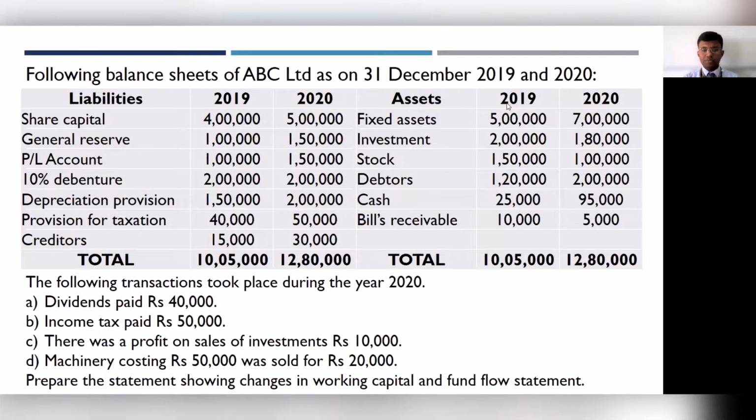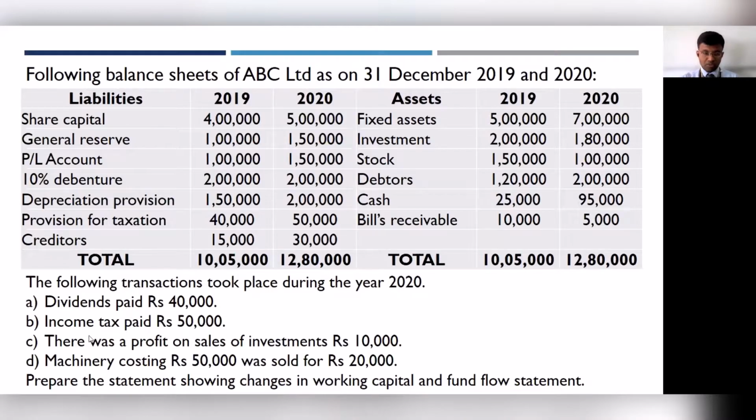In today's session, we will be working out another question that deals with the preparation of fund flow statement. The question goes like this. The following balance sheets of ABC Limited as on 31st December 2019 and 2020. They've given us the details and they've also given us some adjustments. The following transactions took place during the year 2020.